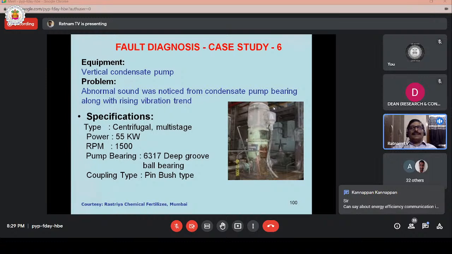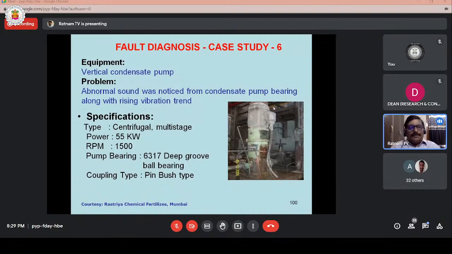So this is another classical fault diagnosis case study of a vertical condensate pump. This case study is taken from RCF Mumbai, Rashtriya Chemical Fertilizers. They presented it in one of our conferences, as an industrial case study to demonstrate.